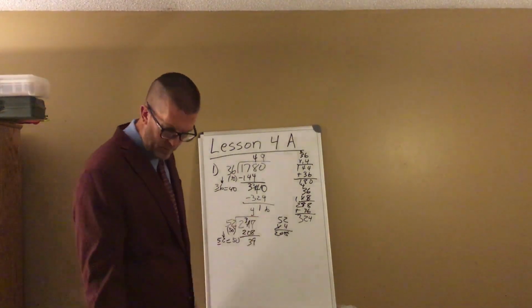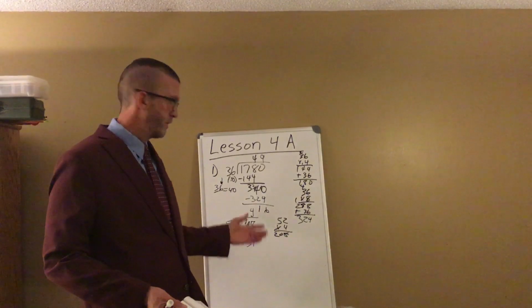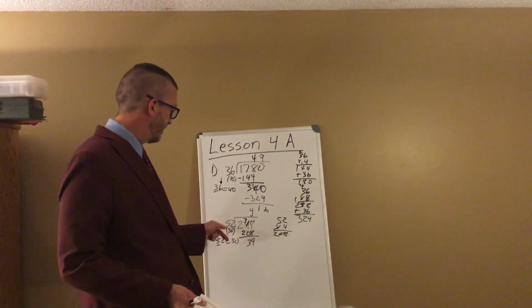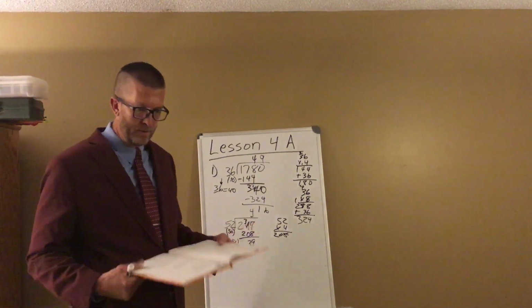5 buses. Why do we round up? Because we have to be able to take the 39 extra that didn't quite fill a full bus, but we need another bus. Rounding up.